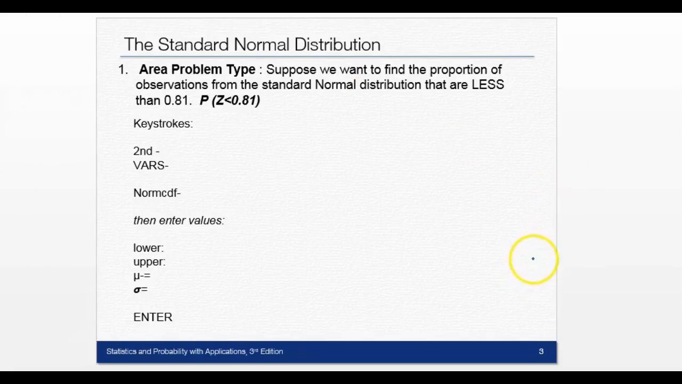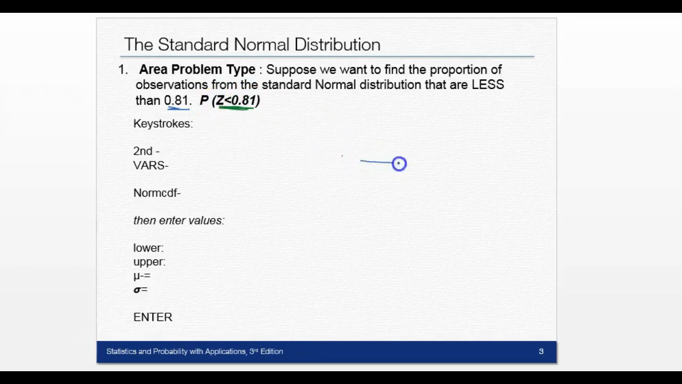All right, so here's one type of problem. It's an area problem. And it says, suppose we want to find the proportion of observations from the standard normal distribution that are less than 0.81. Okay, so the first thing I would tell you to do is draw a picture. Here's your standard curve. Doesn't have to be perfect, but the center is always 0. All right, so it's asking us, what's the probability that the z-score is less than 0.81?